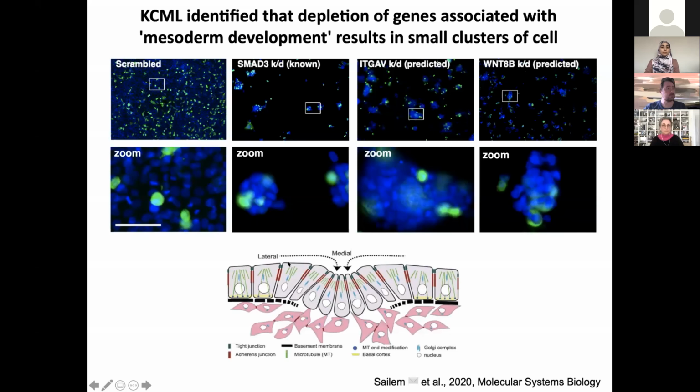And just to explain mesoderm development for people who might not know: it is basically when, in development, cells break the basement membrane and start migrating to form a new specialized layer. And this is basically what we are observing in these images. When we perturb these genes, cells are clumped and not able to separate to form an epithelial layer.